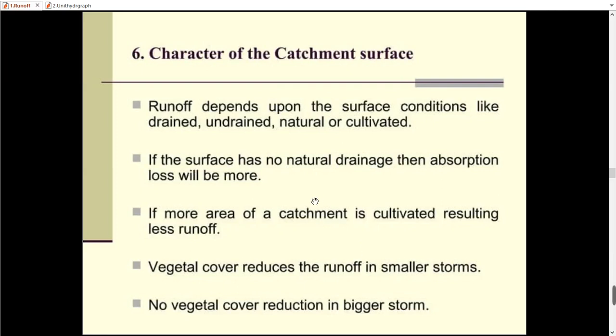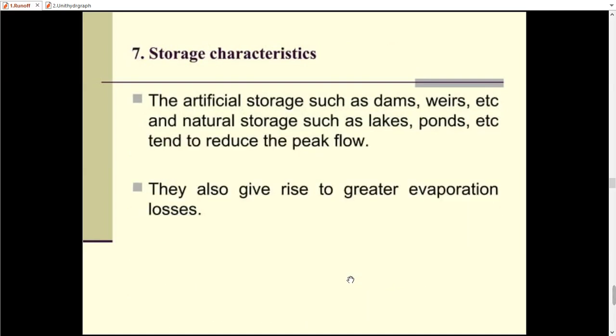Then the character of the catchment surface. So catchment area, these two are very important. The runoff depends upon the surface condition like drained, undrained, natural, cultivated. If the surface has natural drainage, then absorption loss will be more. If more area of the catchment is cultivated, it results in less runoff. Vegetal cover reduces the runoff in smaller storms. No vegetal cover, no reduction in big storms.